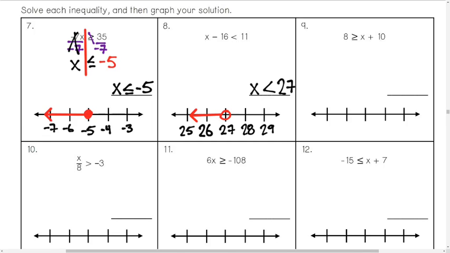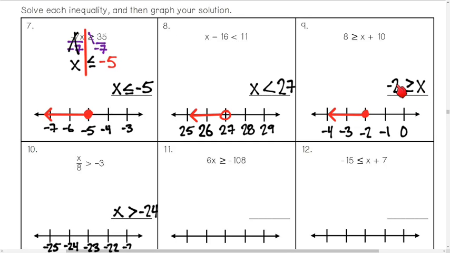Number 9. My first step here, keeping it organized, I draw my line, and that says x plus 10, so I would subtract 10 from both sides, and when I do, I would get negative 2 is greater than or equal to x. So that is a closed circle at negative 2, and that closed circle is going to the left because it says negative 2 is bigger than these numbers.